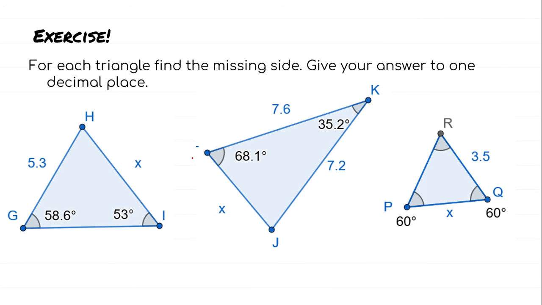Okay, so a wee exercise for you guys, have a go at finding the variable that's missing. So in this case, x, and this is x as well. This time it wants you to give your answer to one decimal place, so just be careful with that. Once again, I'm just going to let you pause and have a go working it out. Then I'll show you the answers and you can compare.